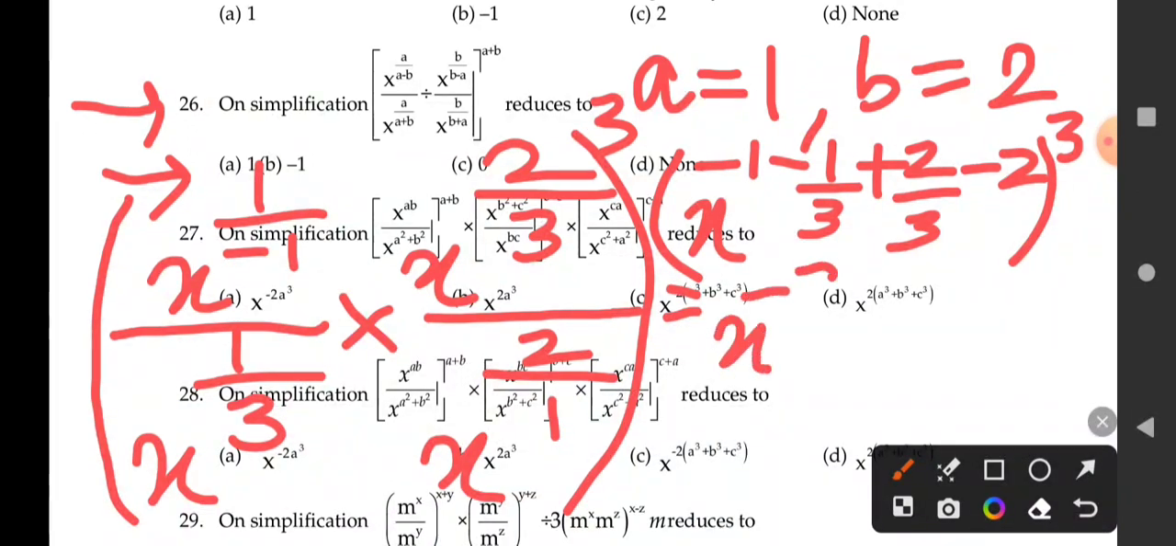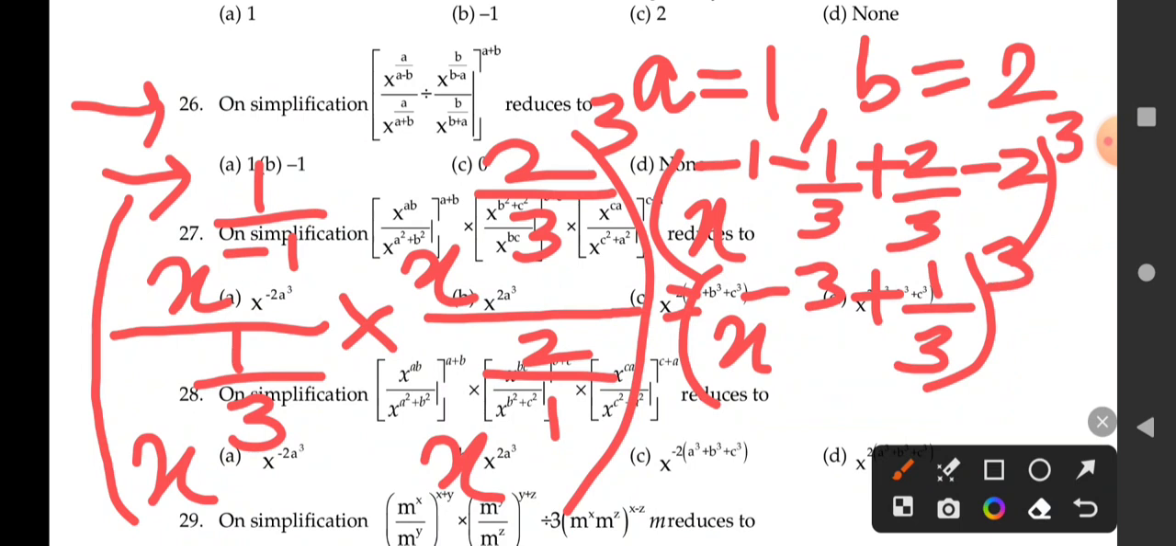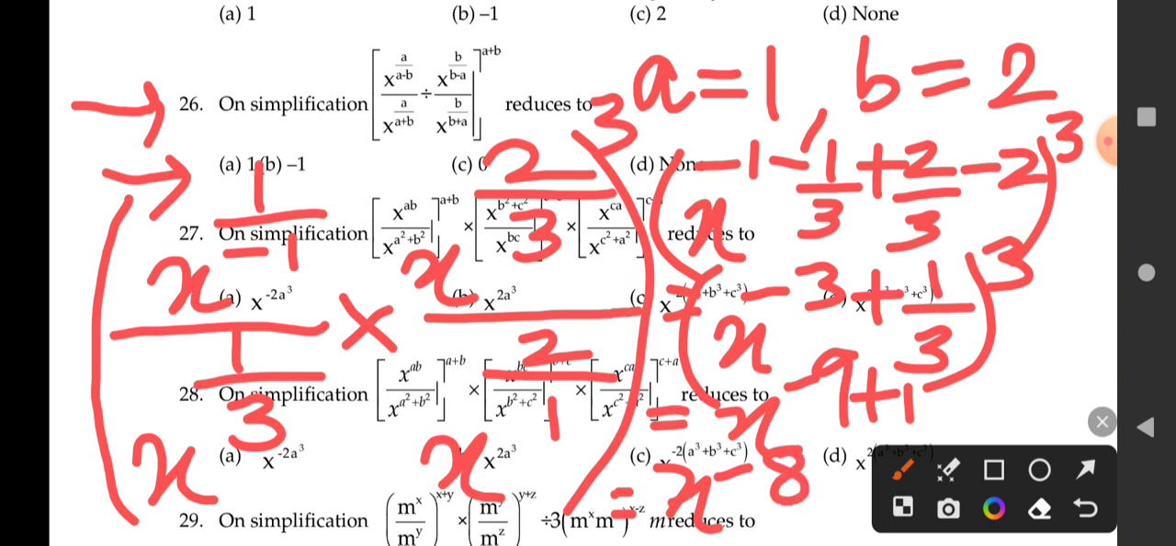x power minus 3 plus 1 by 3, whole power 3, which is equal to x power minus 9 plus 1, which is equal to x power minus 8. Option is D, none of the above.